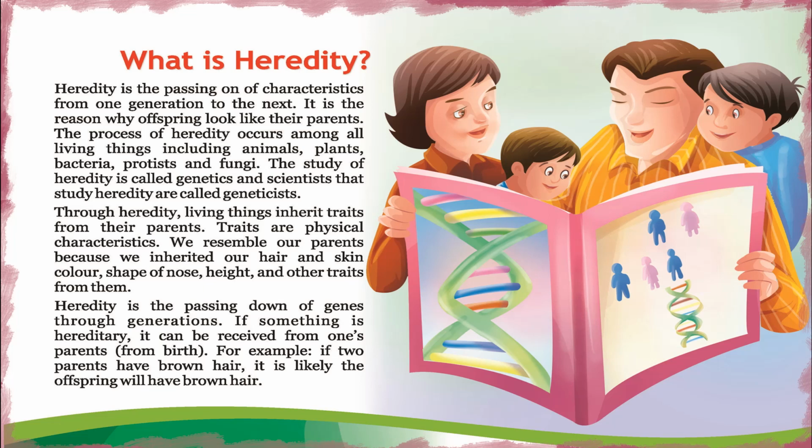Heredity is the passing down of genes through generations. If something is hereditary, it can be received from one's parents from birth. For example, if 2 parents have brown hair, it is likely the offspring will have brown hair.